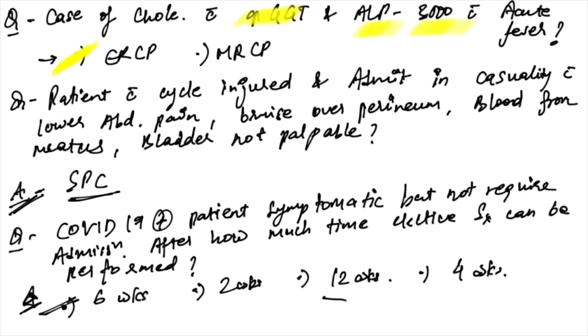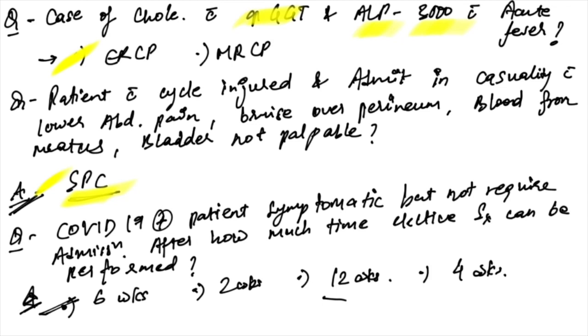And the patient with bicycle injury admitted in casualty with lower abdominal pain, bruise over perineum, and blood from the meatus, and the bladder is not palpable. So what will be done, Foley's catheterization or SPC? SPC will be done, and this is the treatment of choice in these cases if there is an injury. Immediately we need to do the SPC.